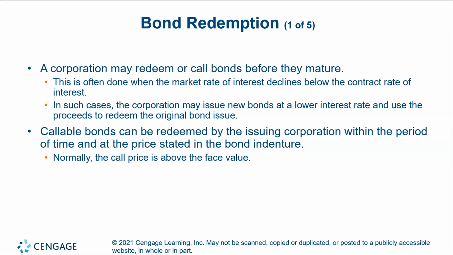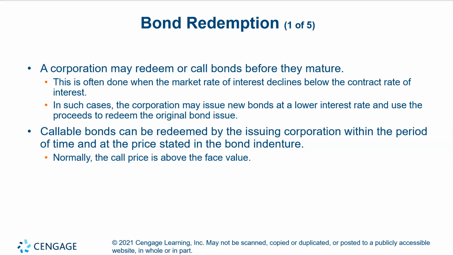Bond redemption. This is when we pay off our bonds. A corporation may redeem or call bonds before they mature. This is often done when the market rate of interest declines below the contract rate of interest. In such cases, the corporation may issue a new bond at a lower interest rate and use the proceeds to redeem the original bond.